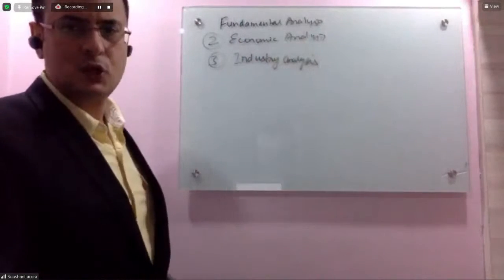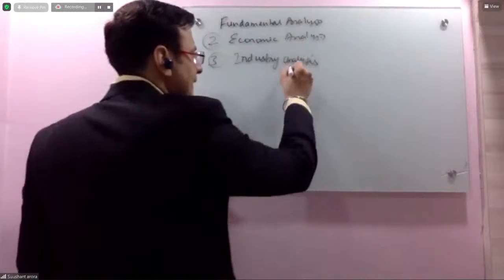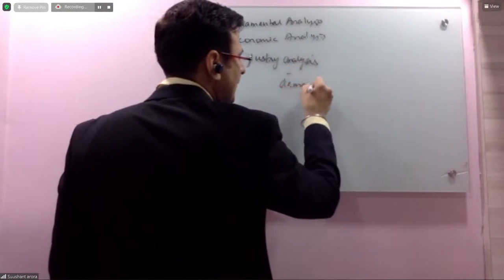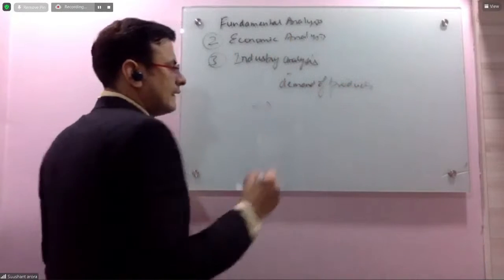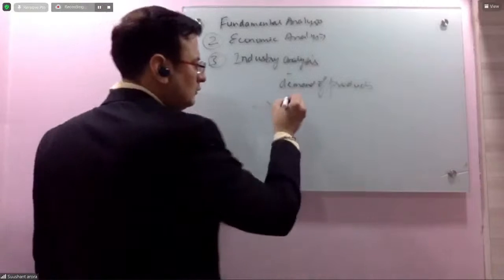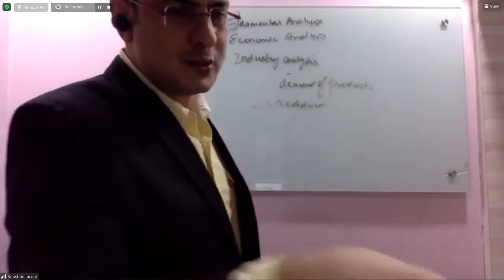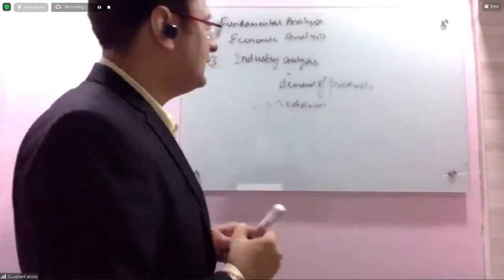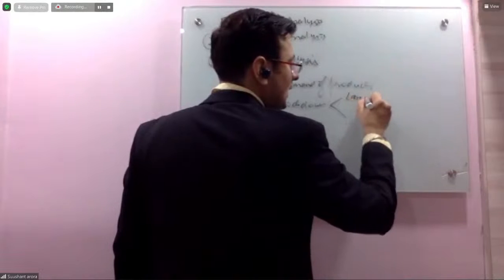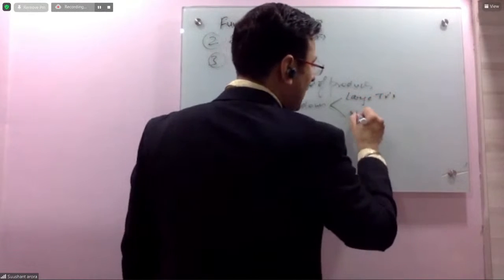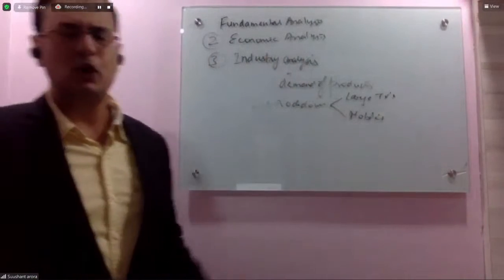So in industry analysis, you just see only a few things. Simply, the demand of products. During lockdown, I was very astonished to read that certainly the demand for two things grew up. One was large TVs and mobiles. Others were also there, obviously, but not to that great an extent.